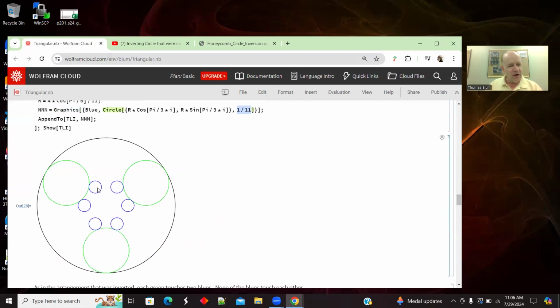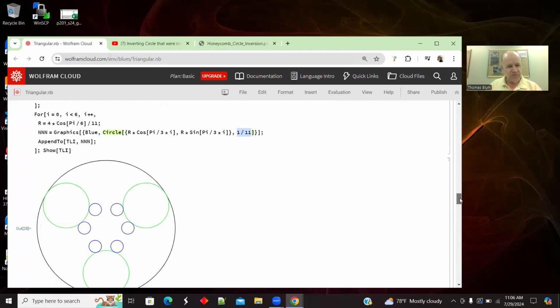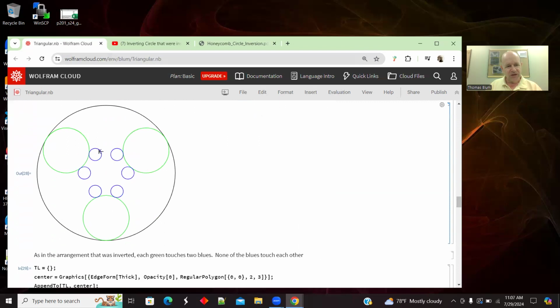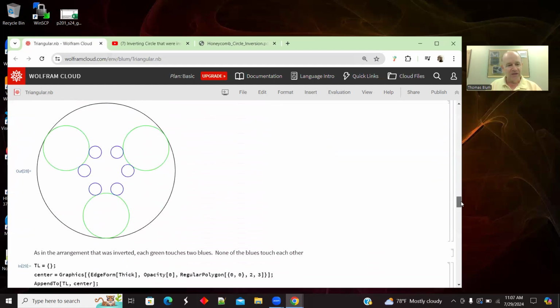And so here then are the next nearest neighbors in blue. And then you compare and you say, the black connects to 3 greens, each green connects to 2 blues, none of the blues touch each other. And so here we have each green connected to 2 blues, and none of the blues connect to each other, but they are evenly spaced. The blues are evenly spaced going around, and same in the inversion.